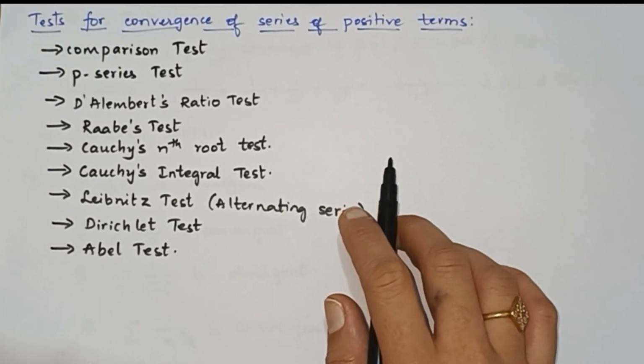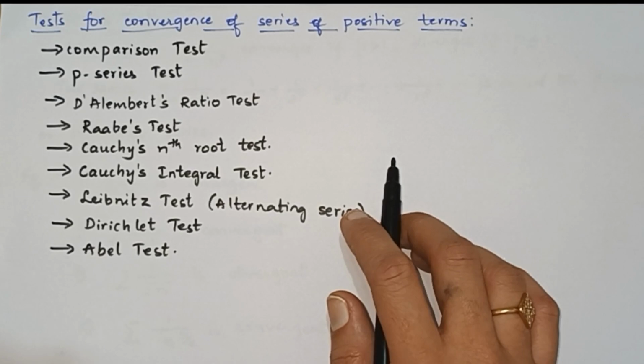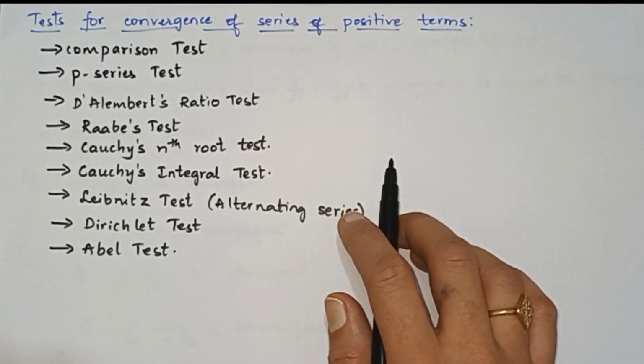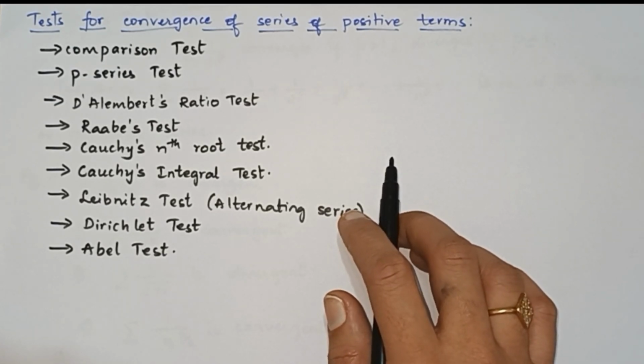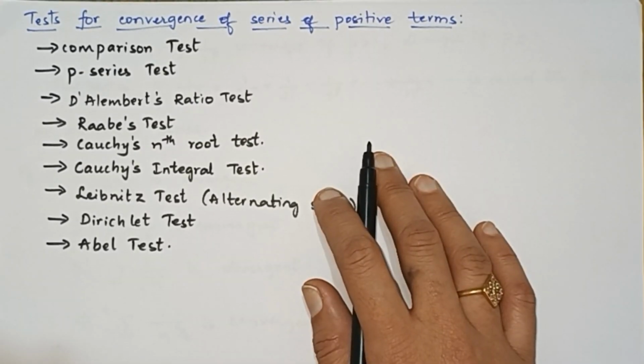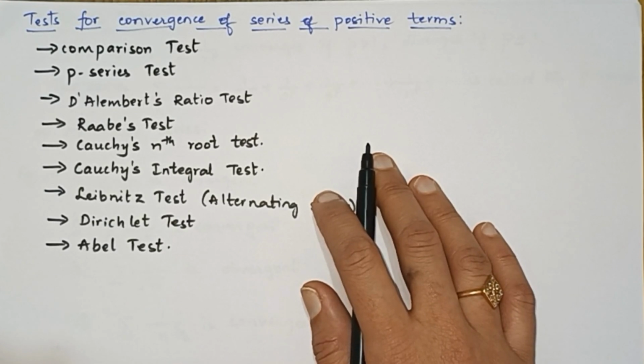In this video, I'll explain different tests for convergence of series of positive terms. I already uploaded a video on infinite series part 1, where I had explained partial sums and the behavior of infinite series using the nth partial sum. The method works when the nth partial sum is easier to simplify. Therefore, we need some other test to check the convergence or behavior of a series.